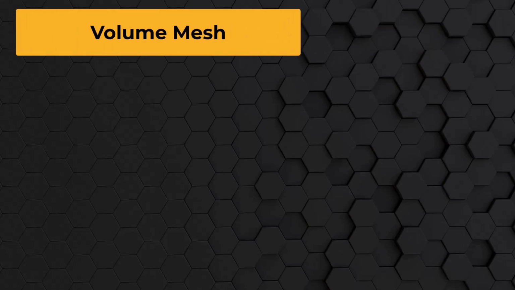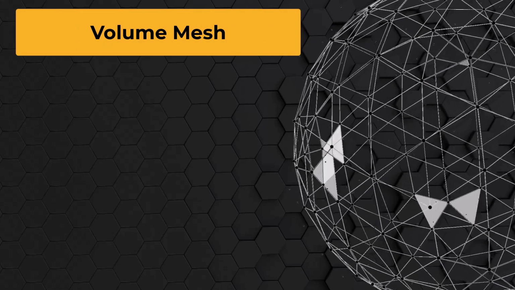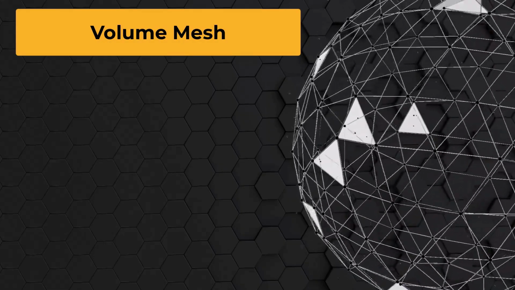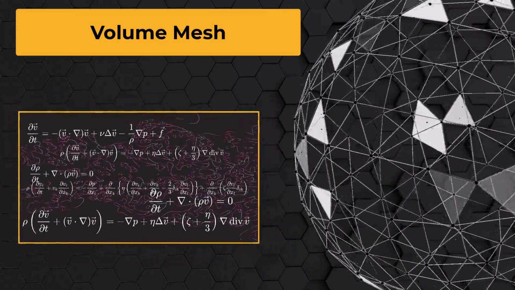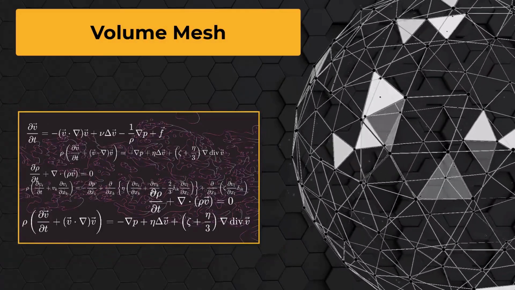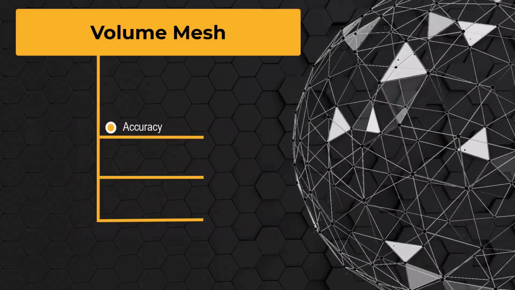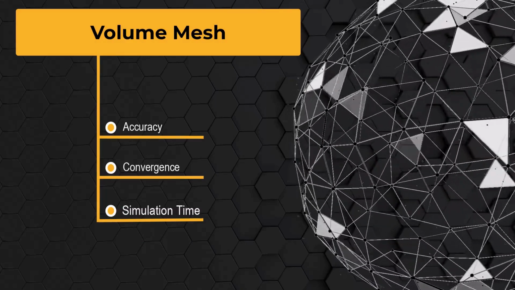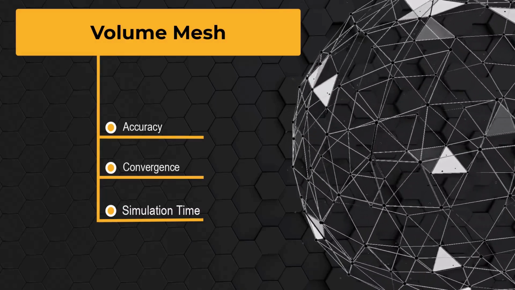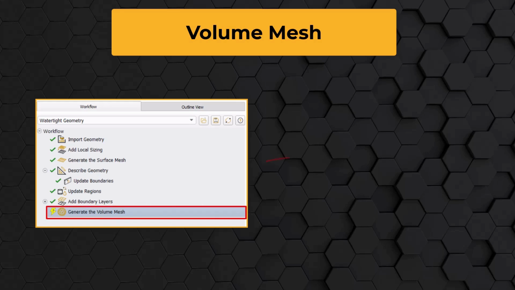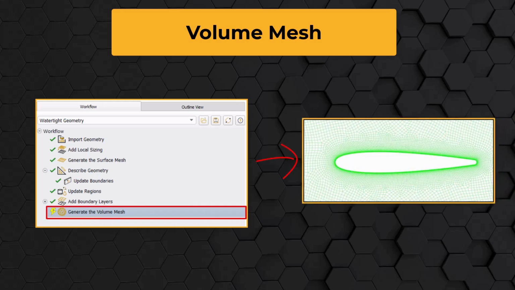Volume mesh generation is the process of discretizing or representing a computational model using a large number of discrete volumes or cells, within which the governing equations are solved. Extreme care needs to be taken during this process, as the volume mesh has a significant influence not only on the accuracy and convergence of the solution but also on the total simulation time. To generate the volume mesh, there is a dedicated task in the watertight geometry workflow, that is, the Generate the Volume Mesh task, which can be used to define specific meshing requirements.